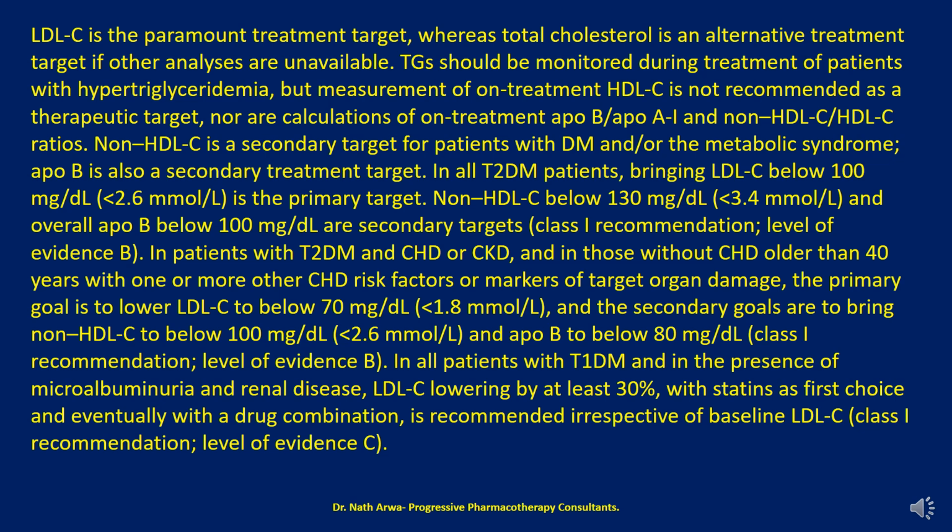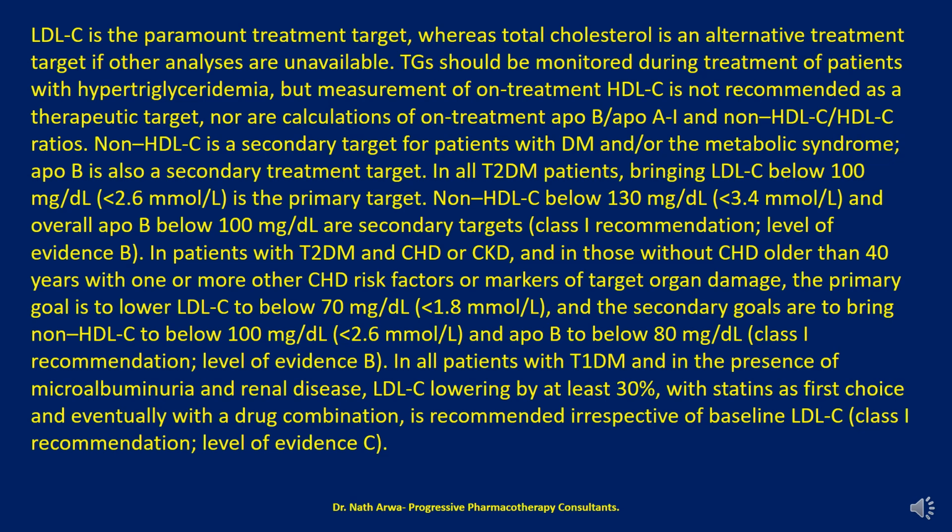TGs should be monitored during treatment of patients with hypertriglyceridemia, but measurement of on-treatment HDL-C is not recommended as a therapeutic target, nor are calculations of on-treatment ApoB, ApoA1 and non-HDL-C, HDL-C ratios. Non-HDL-C is a secondary target for patients with diabetes mellitus and/or the metabolic syndrome. ApoB is also a secondary treatment target.